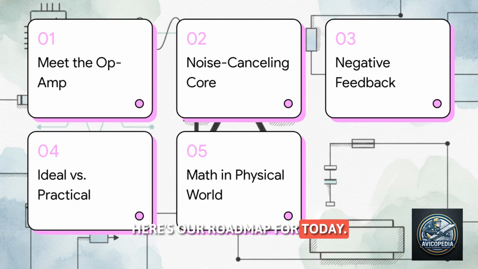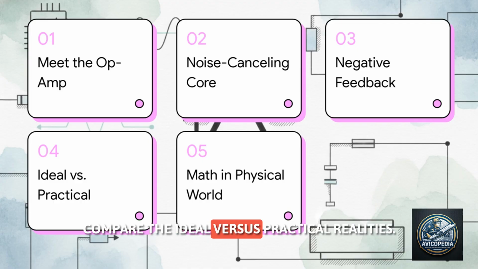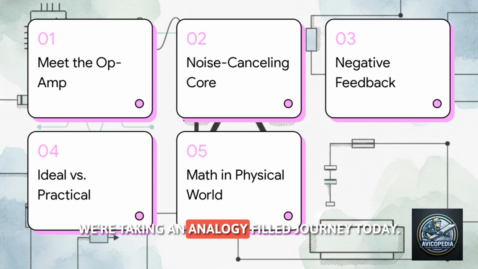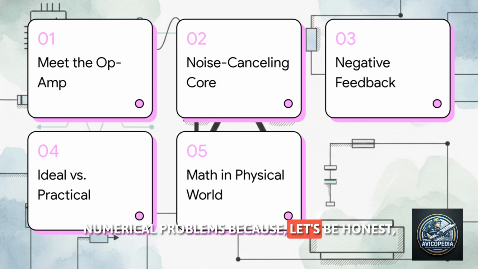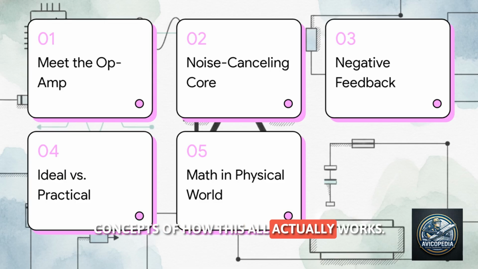Here's our roadmap for today. First, we'll meet the operational amplifier. Then we'll check out its noise-canceling core, see how we tame it with negative feedback, compare the ideal versus practical realities, and finally, look at how it does actual math in the physical world. We're taking an analogy-filled journey today. We're skipping the dense textbook numerical problems, because let's be honest, we don't need them to understand the really fascinating concepts of how this all actually works.